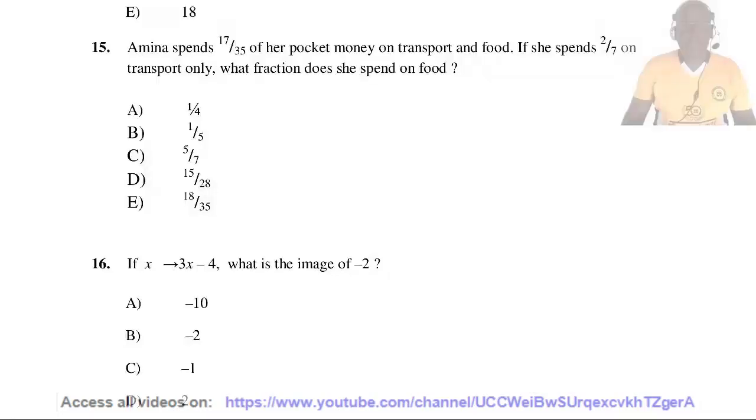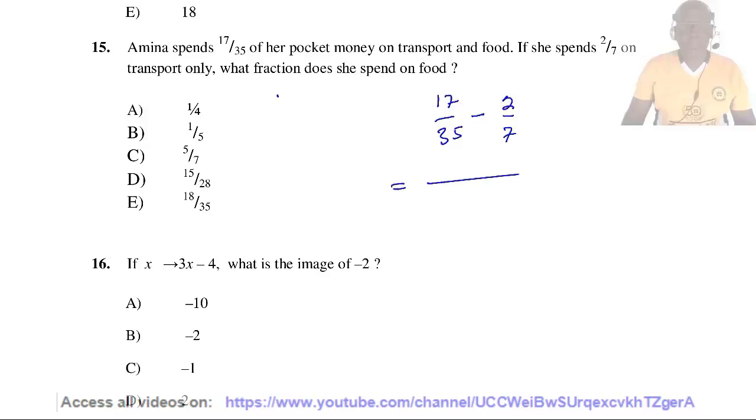Question 15. Amina spends 17/35 of her pocket money on transport and food. She spends 2/7 on transport only. What fraction does she spend on food? She spent 17/35 on both transport and food. So to find what is spent on food only, we shall subtract 2/7. That is the fraction spent on transport.